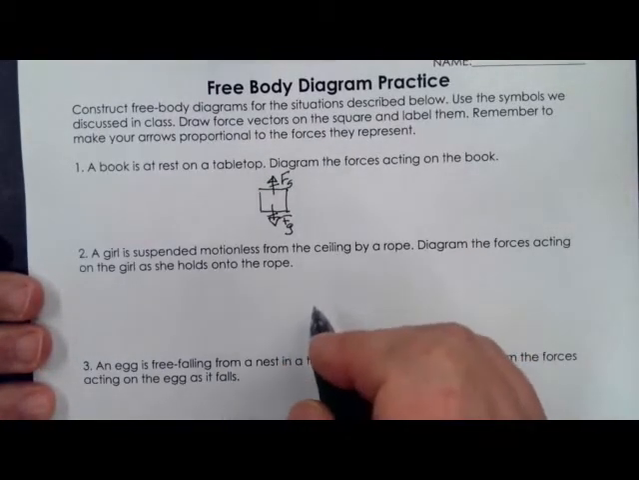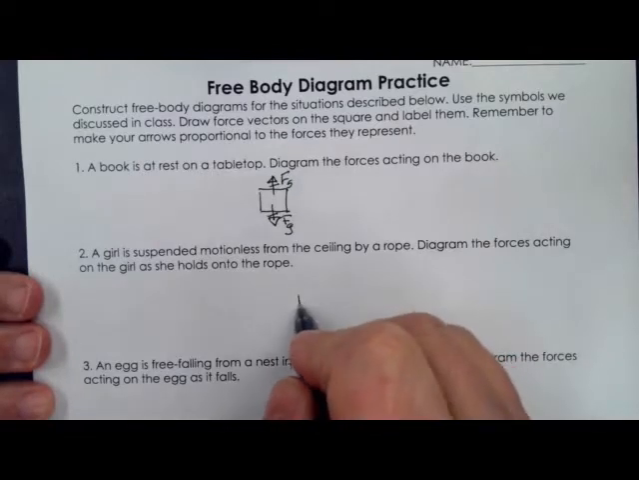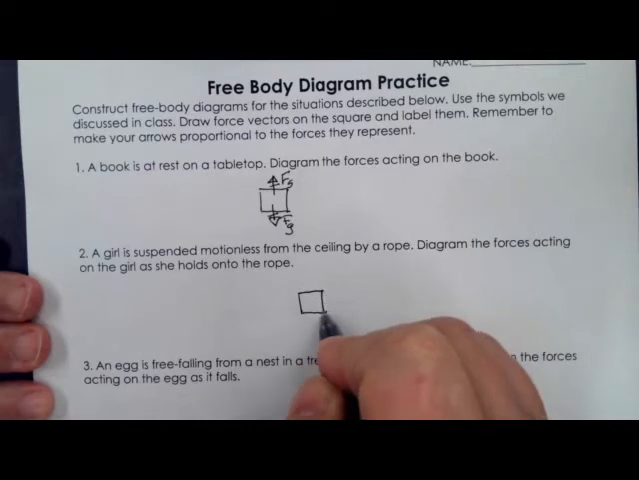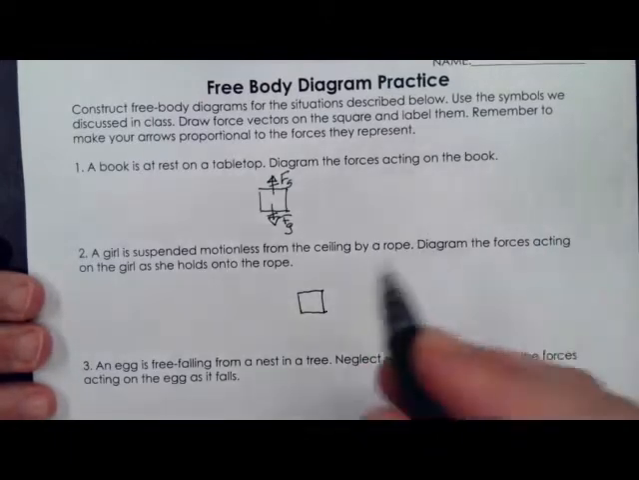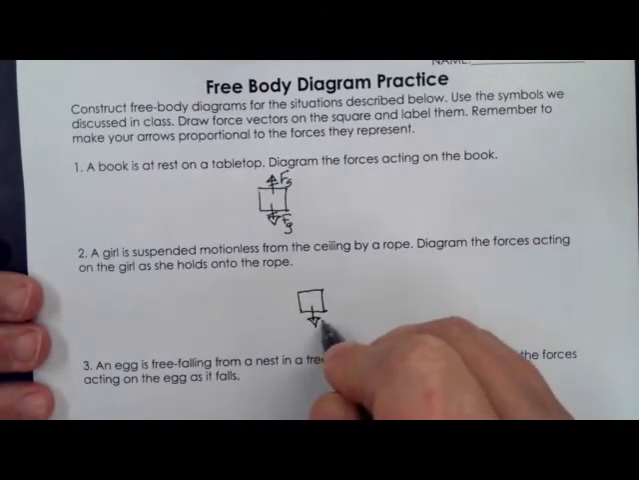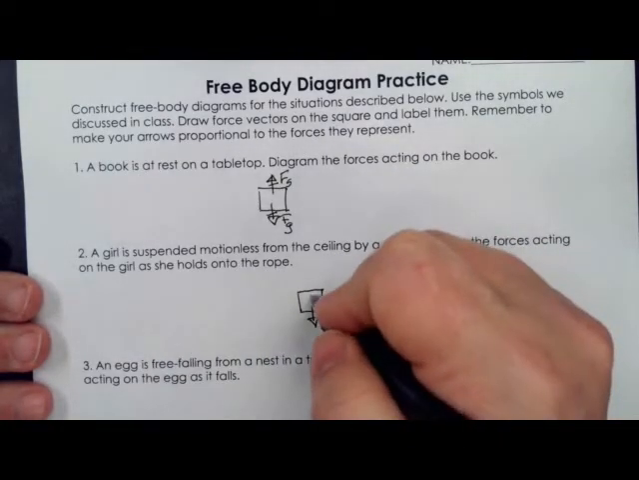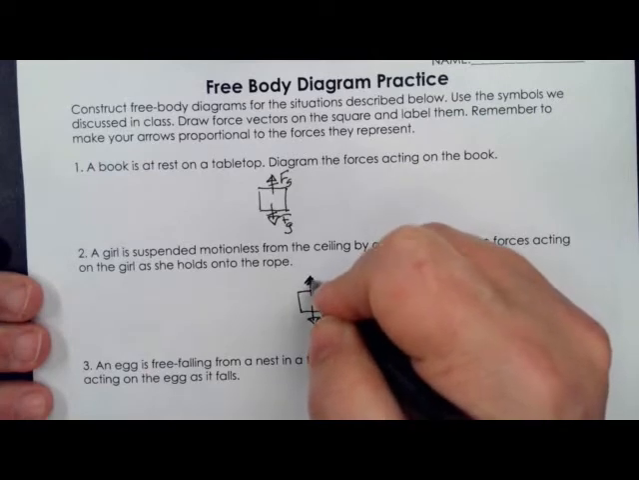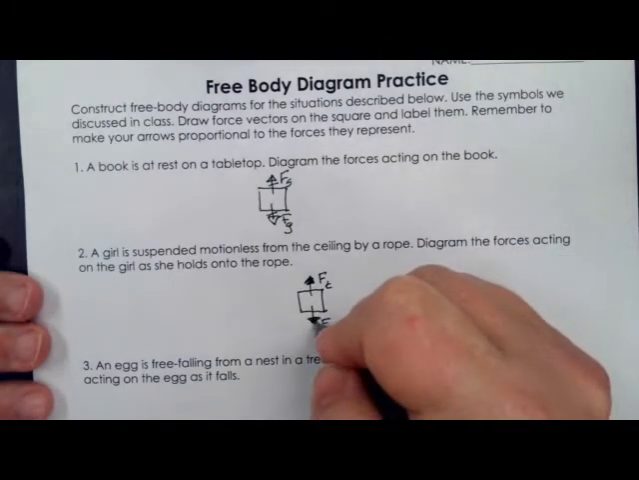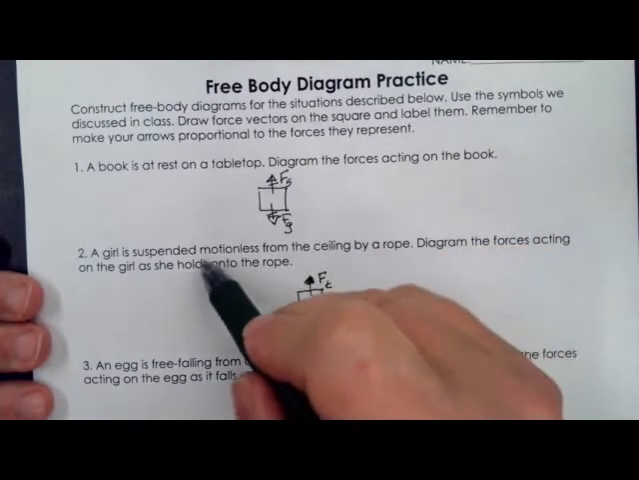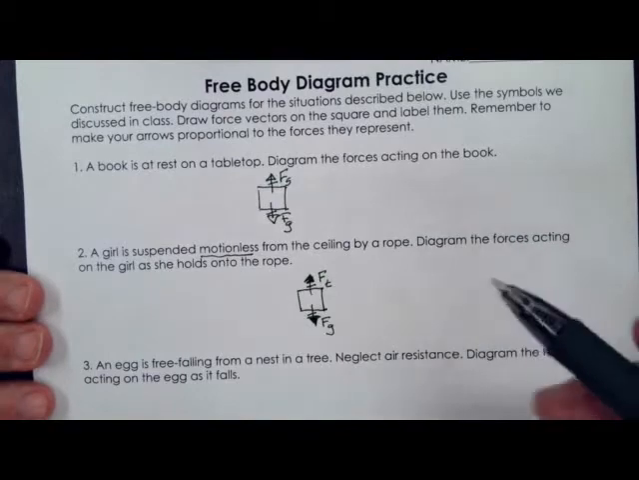Next one, girl suspended motionless from the ceiling by a rope. Okay, this is not somebody being hung. This is like a trapeze person, like those people in the circus that do the work with the silks. So again, first thing we always have to put in here is the force due to gravity. And she's being hung motionless from the ceiling, so we have a support force, but it's a particular support force. It's the force of tension because she's hanging there. And because she's motionless, those two forces have to be the same, so we'll put a little hash mark in there.